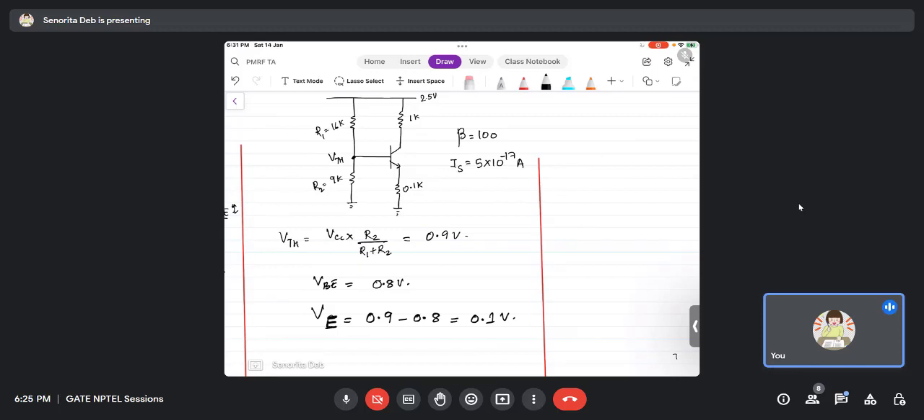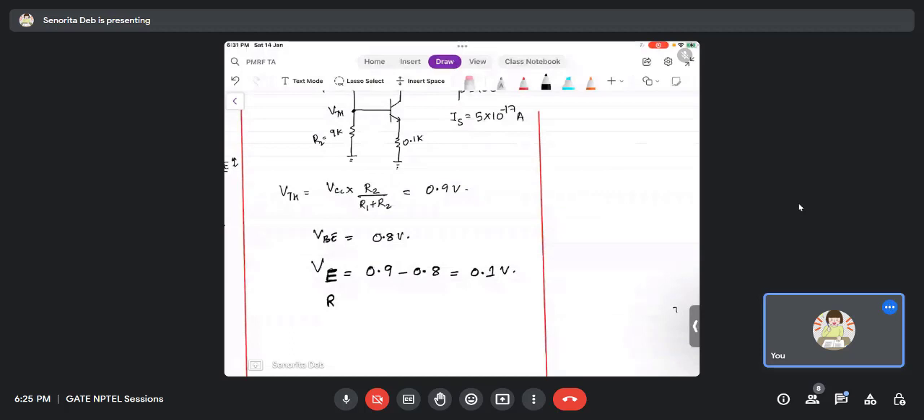In that case, I was assuming that the dissipation was across RB, and therefore I was assuming VB as less. But now the dissipation is across RE. So I am assuming VBE to be the same, and I am finding out the dissipation. Please don't get confused. So after this class, when you sit and work it out, you will understand what I am doing. Okay. VE is 100 millivolts or 0.1. So now VE is this, RE is given. Now the question becomes simpler.